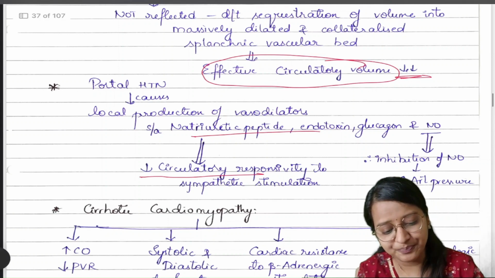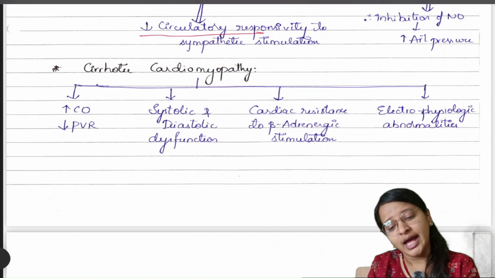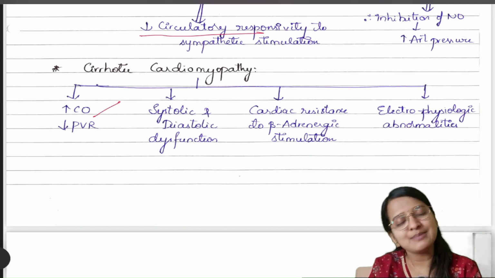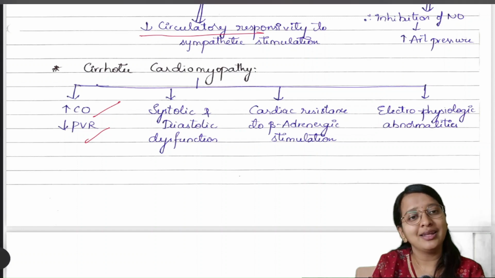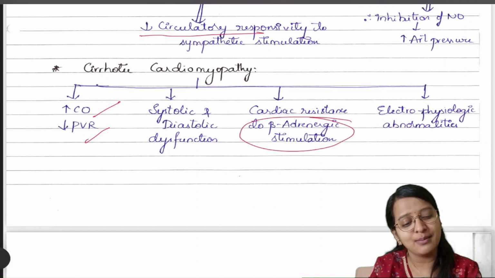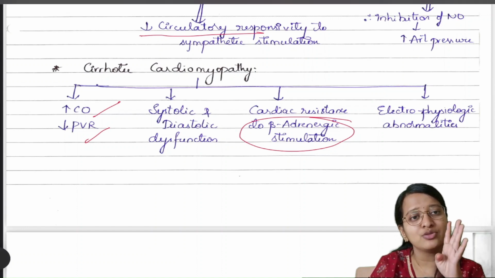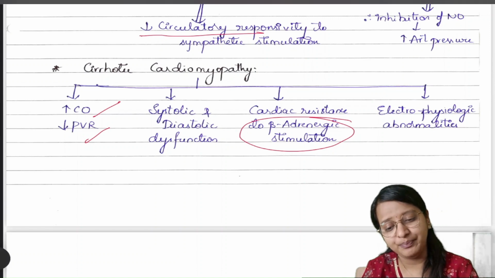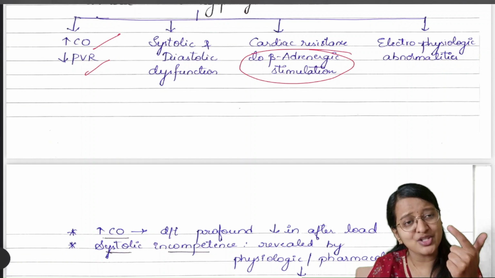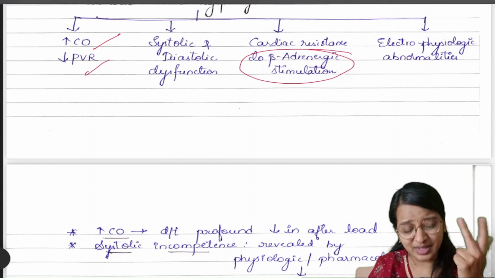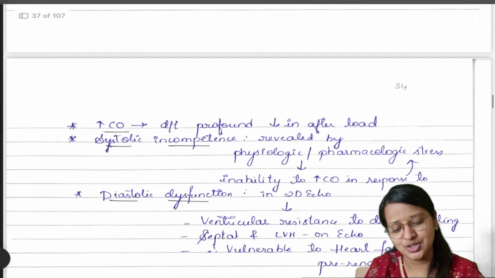vasodilator substances. So there is a condition called cirrhotic cardiomyopathy, which consists of increased cardiac output and decreased peripheral vascular resistance, both systolic and diastolic dysfunction, your cardiac resistance to beta adrenergic stimulation, and electrophysiological abnormalities. So these four are the components of your cirrhotic cardiomyopathy. Please remember, increased cardiac output, both systolic and diastolic dysfunction, electrophysiological changes, and resistance to beta adrenergic stimulation.